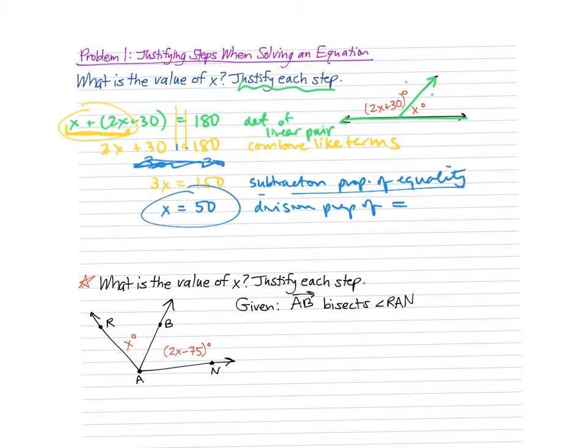And so we've justified each step that we did: definition of linear pair, we combined like terms, we used the subtraction property of equality, then we used the division property of equality, and we were able to solve for x. Okay, so try this next one on your own.